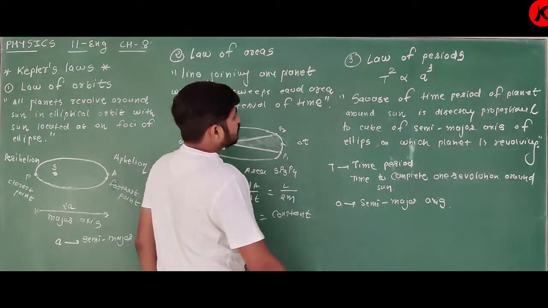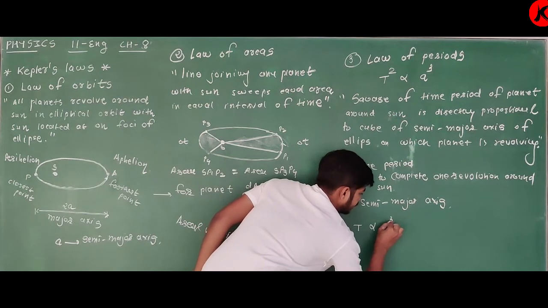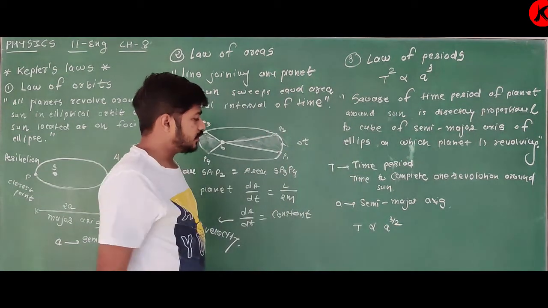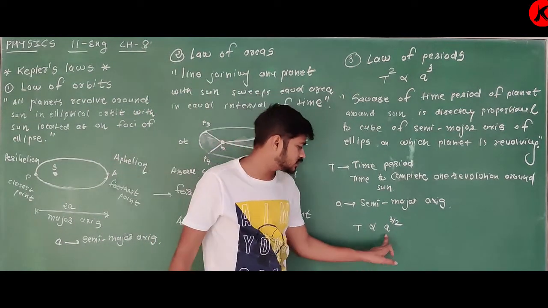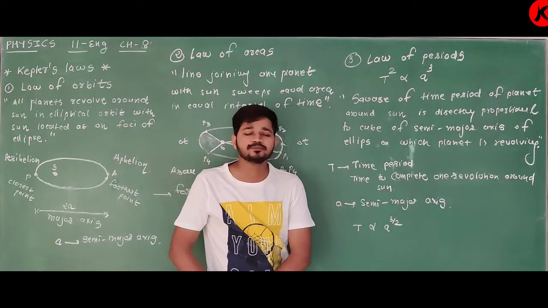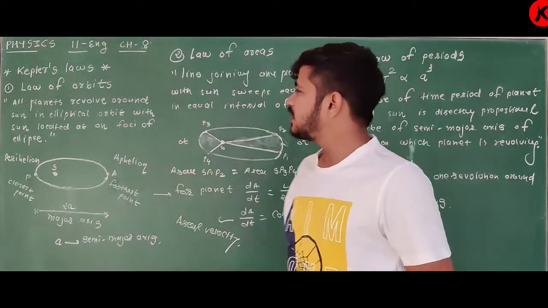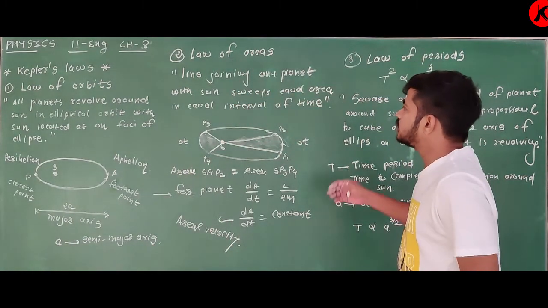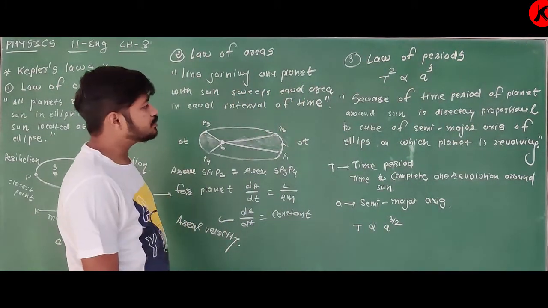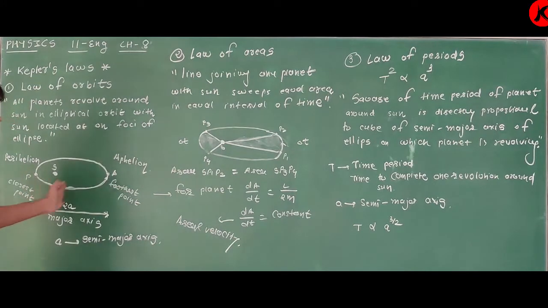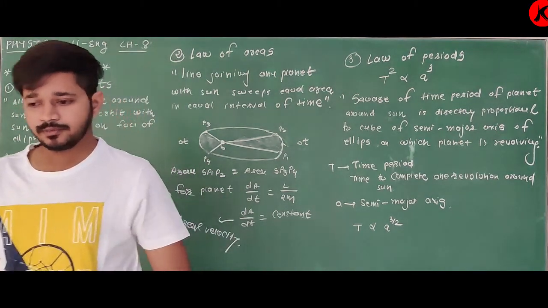From this equation we can also write that T is proportional to A raised to 3 by 2. Clear about this? So yes, these are the three laws of Kepler: the law of orbits, the law of areas, and the law of periods. And yes, it is one important question for 3 marks: first, second, and third law. Clear about this? Okay.